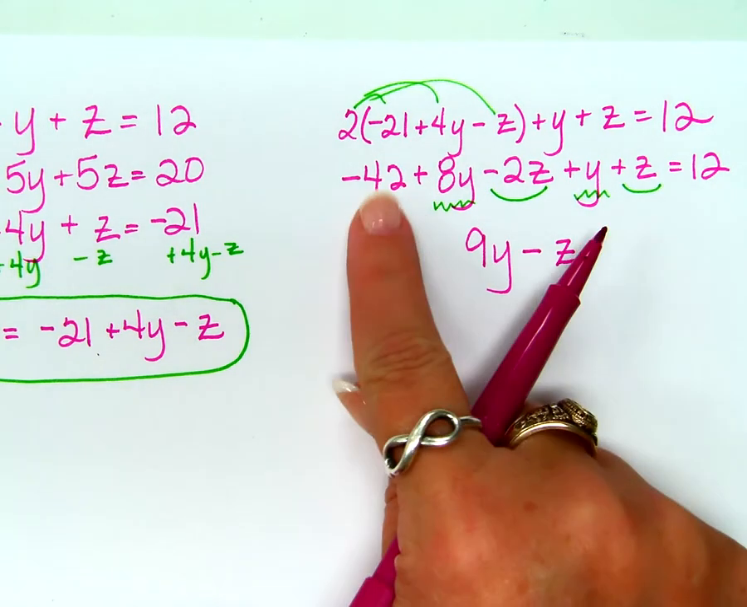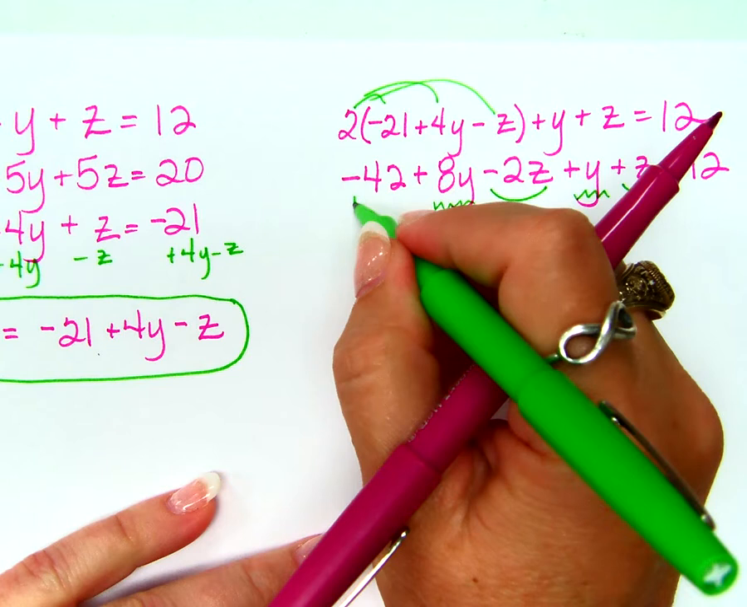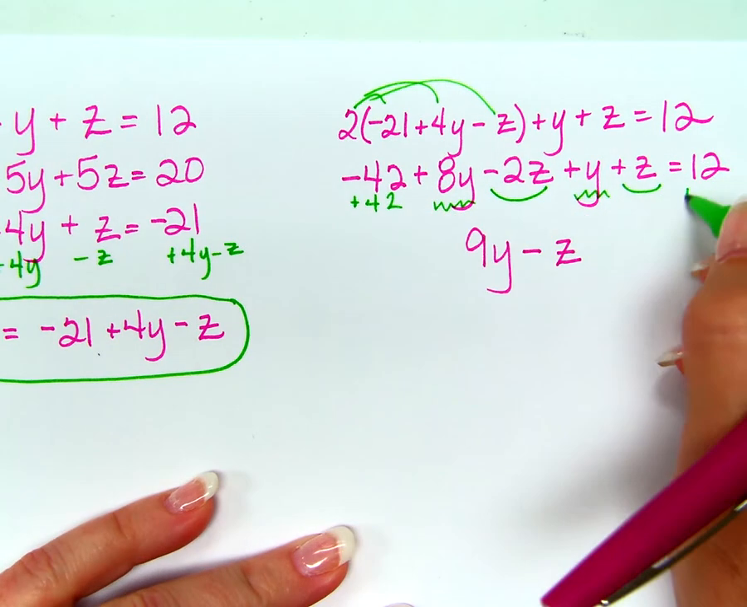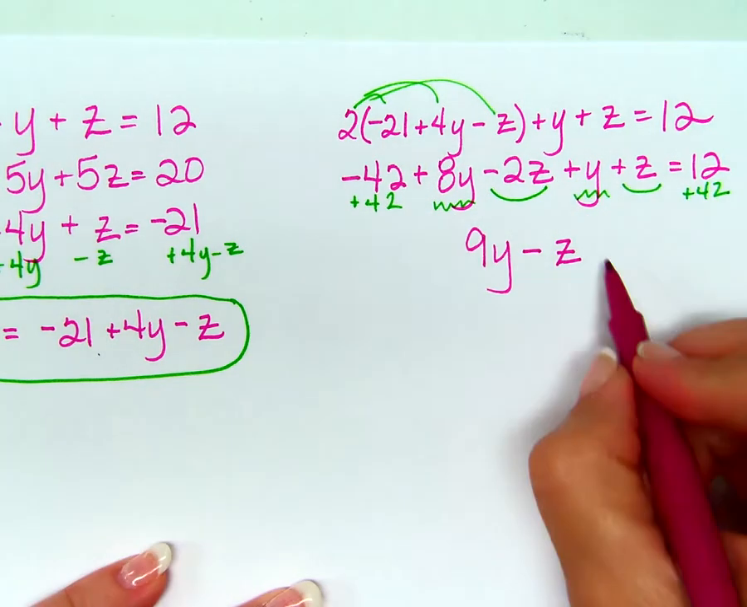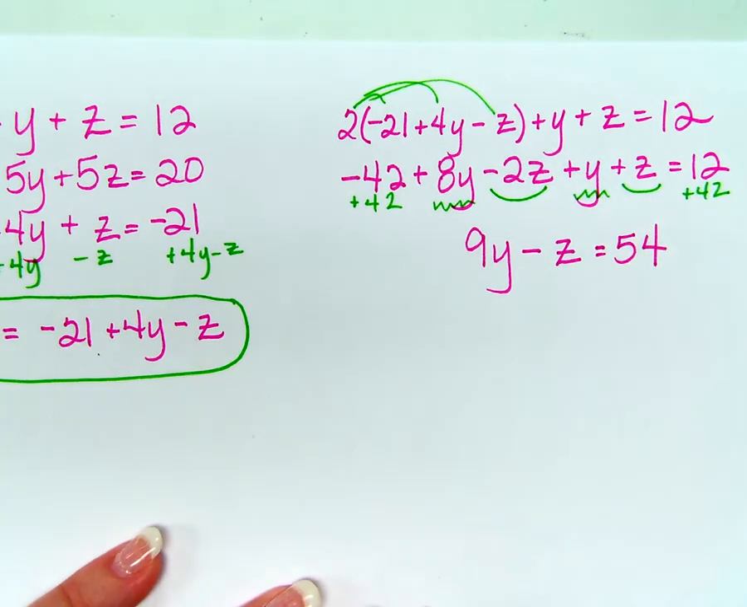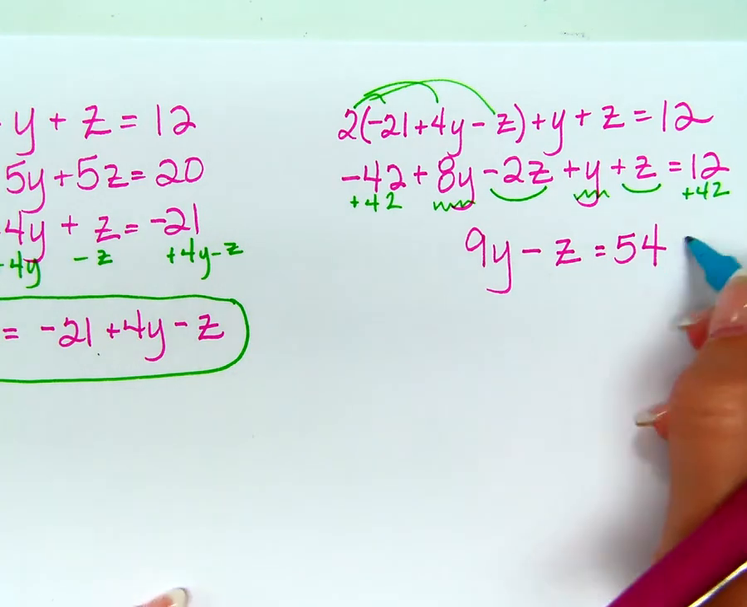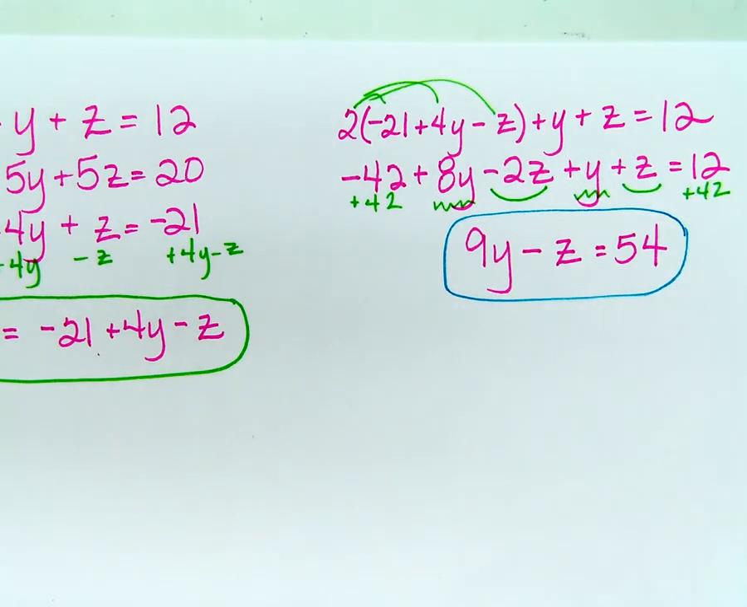And what would I do with this 42? Add it to both sides, right? So plus 42 here and plus 42 here. So 12 plus 42 is 54. Now, I'm going to need to know where this is, so I'm going to go ahead and circle it. If I have one equation with y and z, what else do I need? Very good. Another equation with y and z.